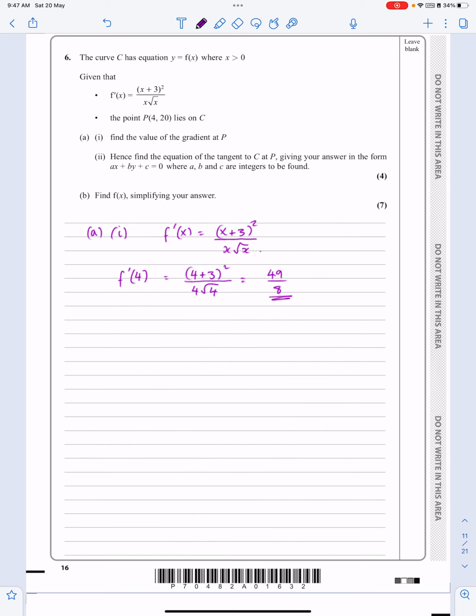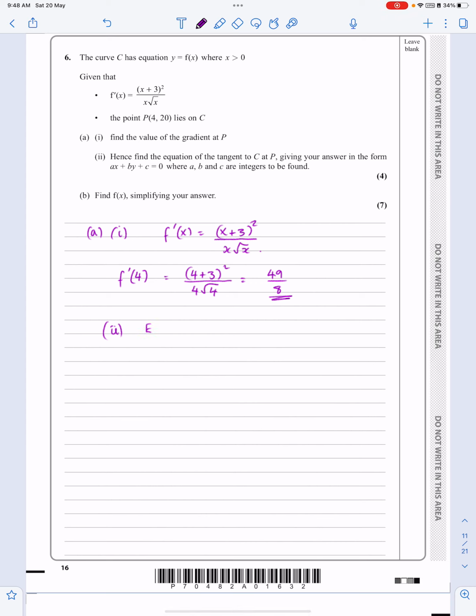That's A part 1. A part 2: hence find the equation of the tangent at P, giving your answer in the form ax plus by plus c equals 0. Put a little asterisk by that when you're doing the question, so that at the end, when we've got a couple of minutes' worth of work to do here, you don't forget when we're doing it.